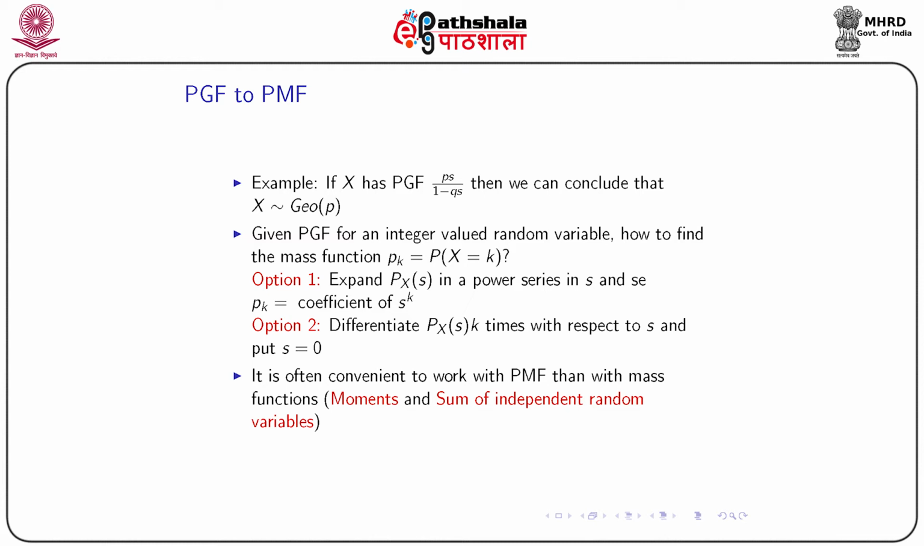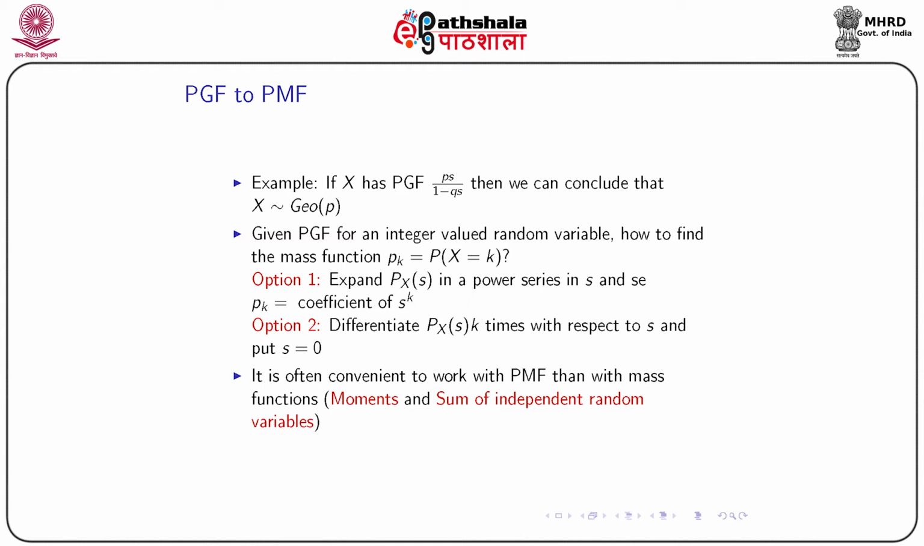There are two options. First, we can expand this P_X(s) in a power series in s and set p_k as the coefficient of s to the power k. So you just expand the series P_X(s) as a power series in s and find the coefficient of s to the power k. That will be your probability X is equal to k. There is another option. We can differentiate P_X(s) k times with respect to s and put s equal to 0. So either expansion or differentiation, whichever is suitable for the case, we can do that to find the probability mass function.